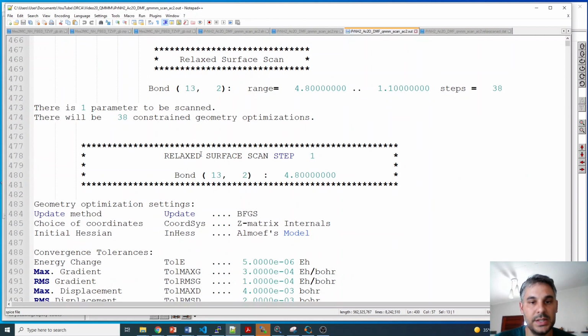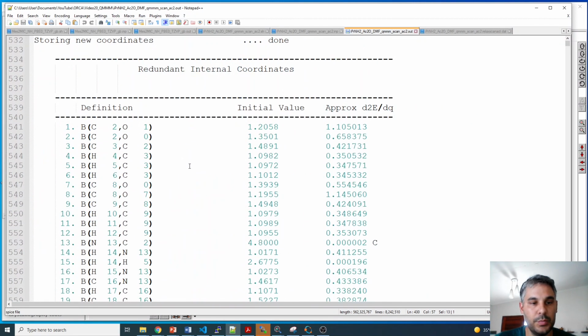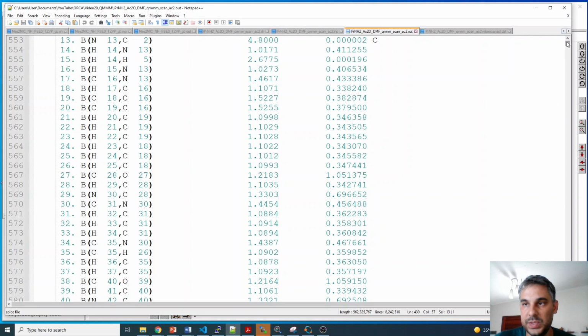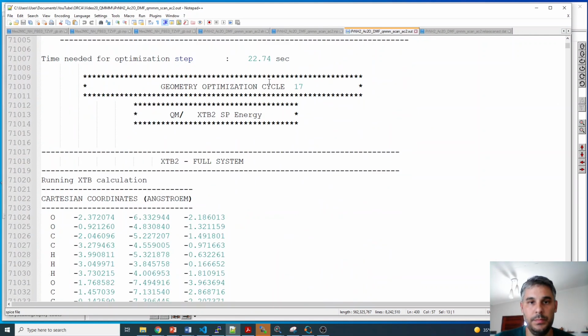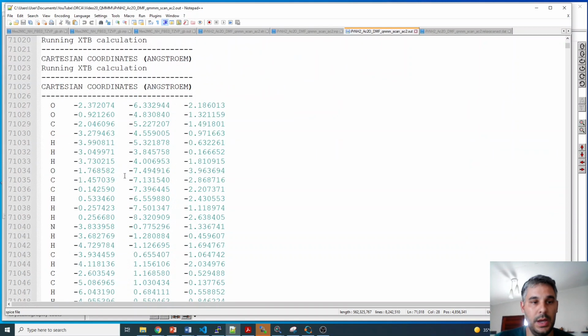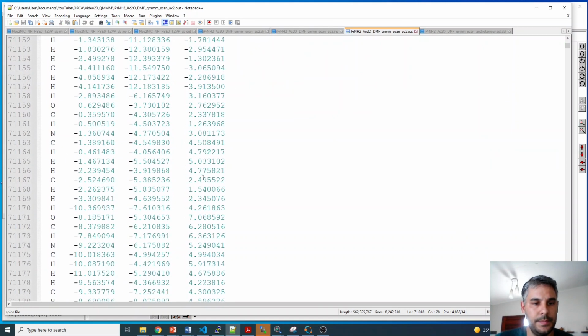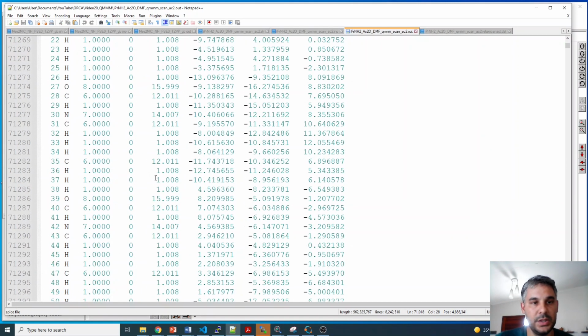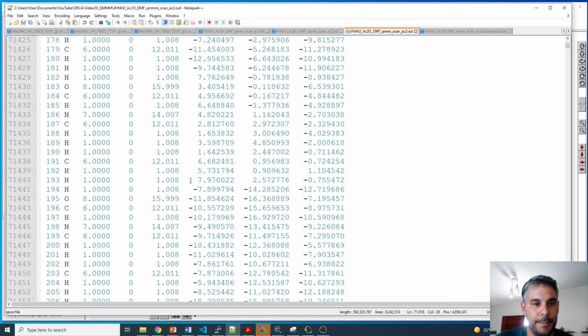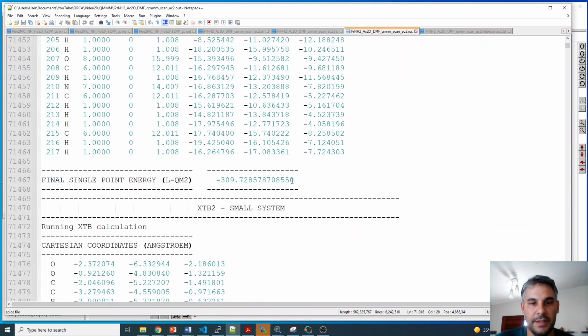So this is the relaxed surface scan step 1. There's a lot more information, and I'm going to skip a little ahead because this is a QM calculation. You will get an XTB2 calculation on the full system, so all the atoms, and these are the coordinates of all the atoms, Cartesian coordinates, etc. And then you get the final single point energy of everything.